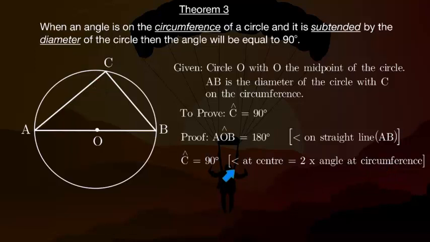Now, we are not going to use this reason when we have Theorem 3. In other words, when we have an angle on the circumference of the circle which is subtended by the diameter, we are going to use this abbreviation, angle in semicircle, to prove that this angle is 90. Now let's go and look at an example.